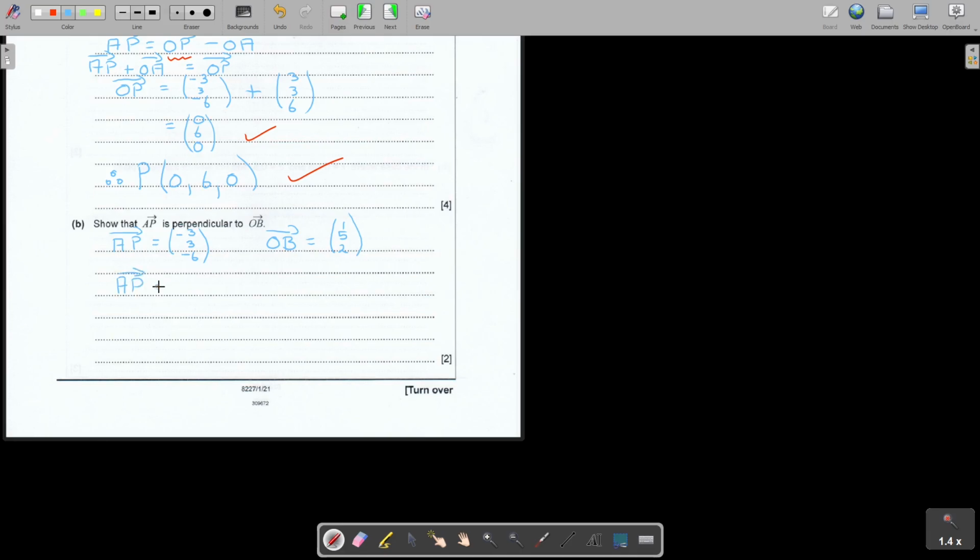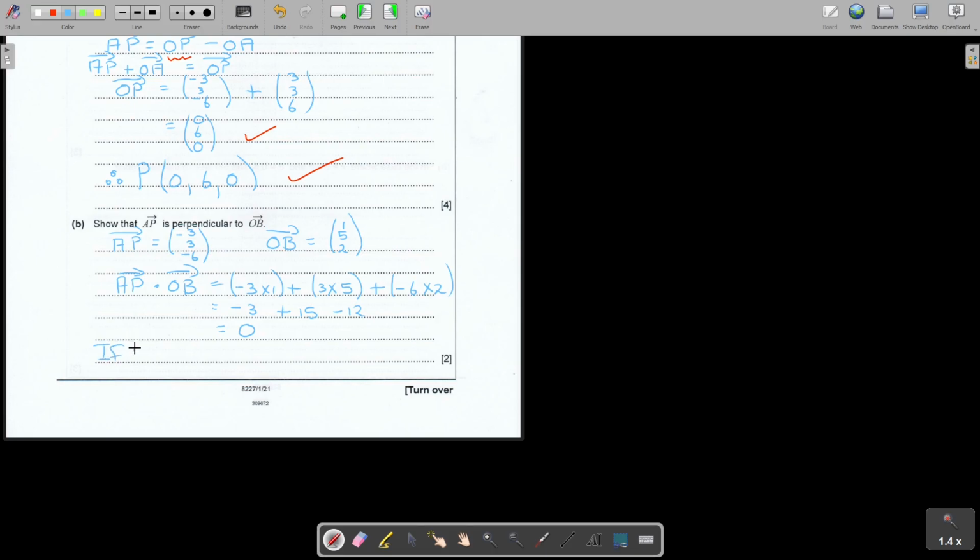And how do we find the scalar product? It's just multiplying the same positions. So it's negative 3 times 1, plus 3 times 5, plus negative 6 times 2. And if you multiply, it's negative 3 plus 15 minus 12, and that is 0. But don't just stop there. Show. So end with something like this.